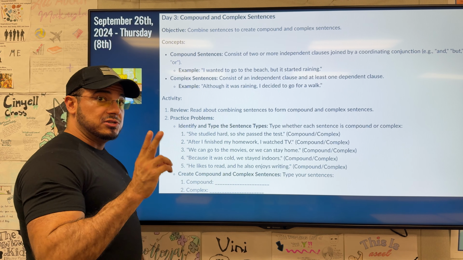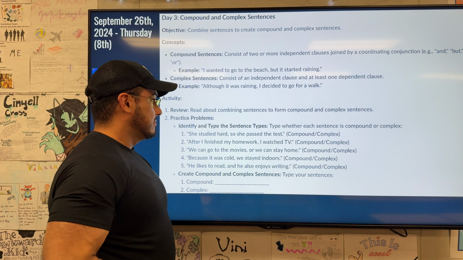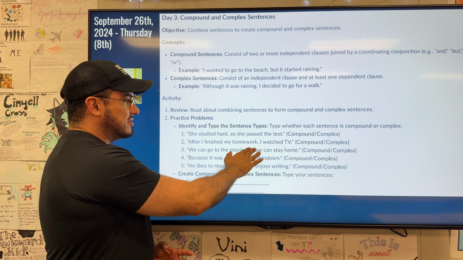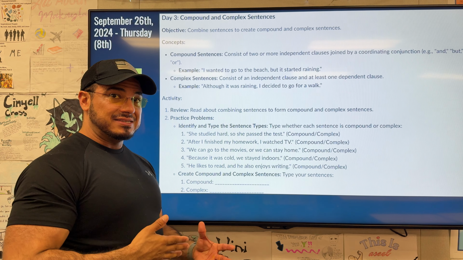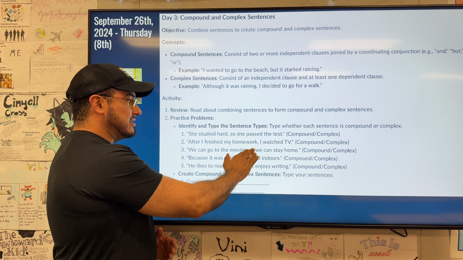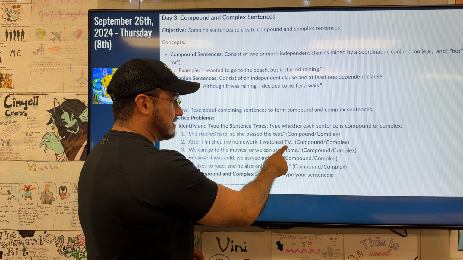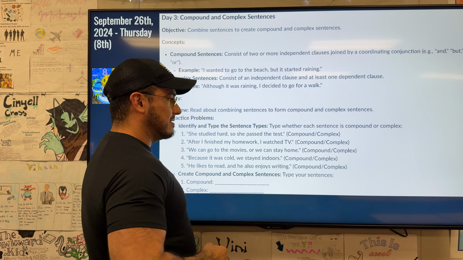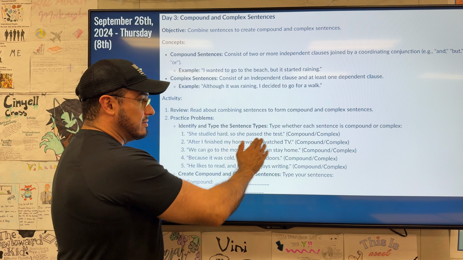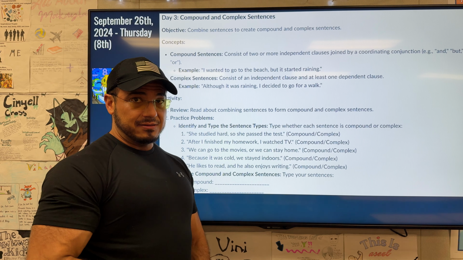All right, now sentence number 2. After I finished my homework, I watched TV. Well, after would be my relative pronoun here. So after I finished my homework doesn't seem to be able to exist independently. So I would classify this initial clause as dependent. However, the following clause, I watched TV, subject, verb, object, is an independent clause. So by definition, dependent linked with independent would tell you that we're dealing with a complex sentence.